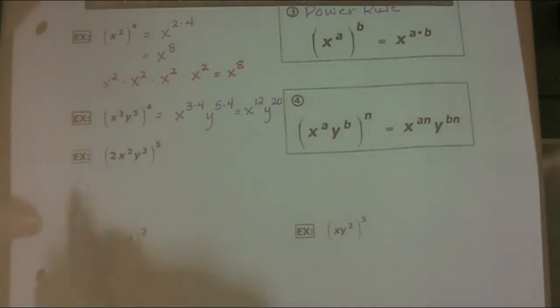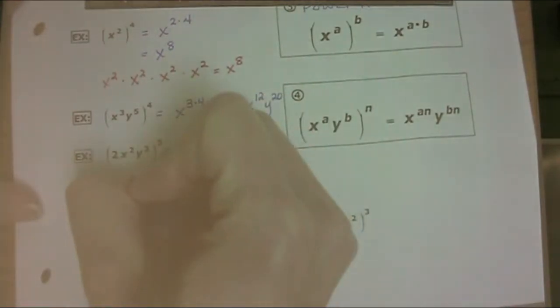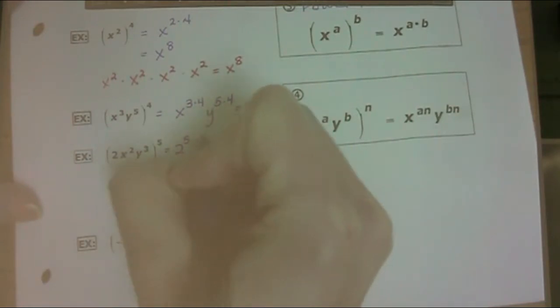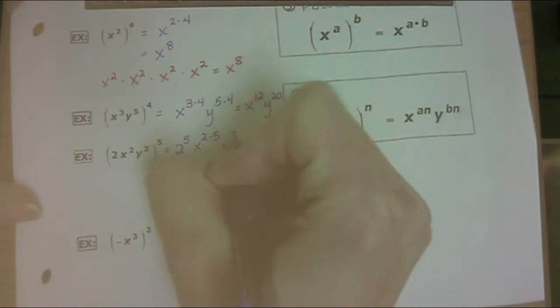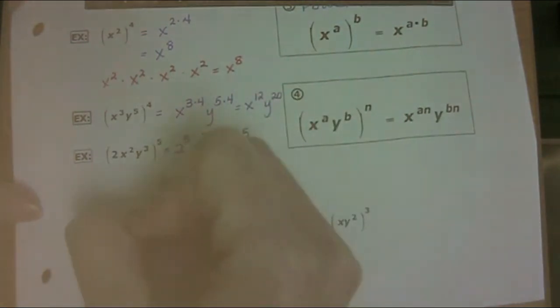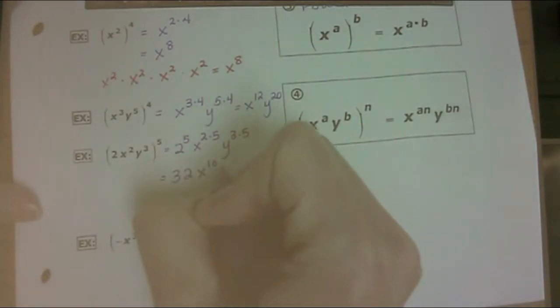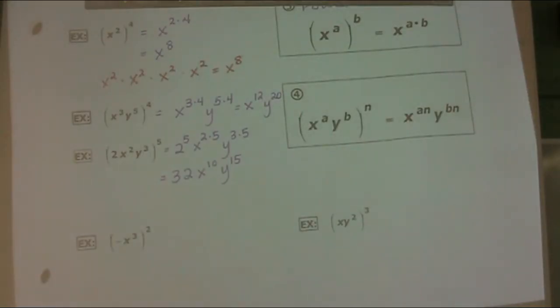The example below it, remember, this power of 5, this is where people forget, it also applies to the 2. So this is 2 to the 5th, x to the 2 times 5, y to the 3 times 5. 2 to the 5th is 32. 2 times 5 is 10, so x to the 10. 3 times 5 is 15, so y to the 15th power.